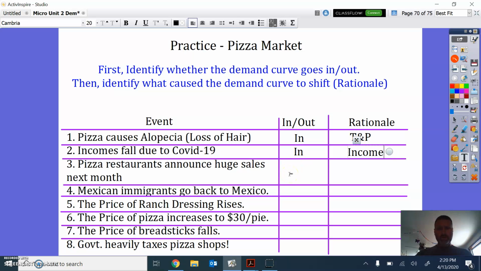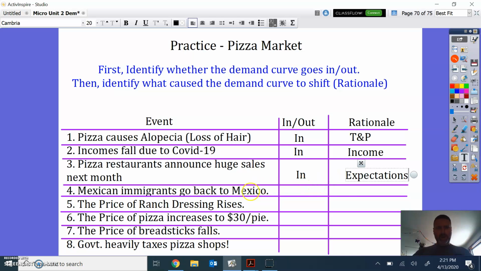Pizza restaurants announce huge sales next month, meaning next month people are going to drop the price of pizza. So right now, that's going to cause demand for pizza right now to go in, because people aren't going to want pizza now. They're going to want pizza later when it's to that point. That's a change in expectations.